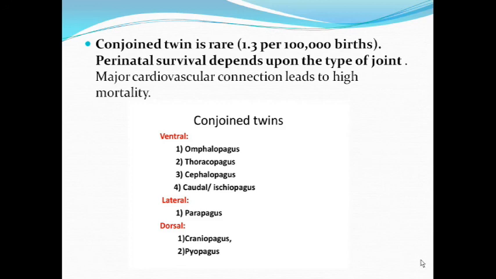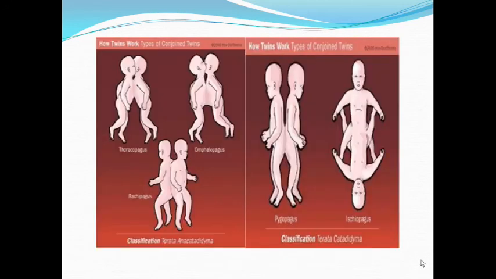Lateral attachment, it can be parapagus when attached laterally. Dorsal attachment, it can be craniopagus when attached through the skull. In fact, partial attachment may be there, but the brain is usually spared. Pyopagus when attached through the buttock. Here you can see the types of conjoined twin. Thoracopagus is attached with the chest, omphalopagus the abdomen, rachipagus is attachment of the spinal cord or vertebral column, pyopagus attachment of the buttocks, and ischiopagus the ischium.